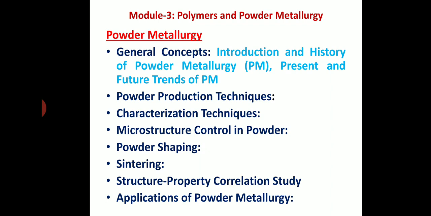And in the sintering, we need to study the theory of sintering, sintering of single and mixed phase powder, and liquid phase sintering, modern sintering techniques, etc. And in structure property correlation study, we need to study the modern sintering techniques and the defect analysis of sintered components. And the applications of powder metallurgy involve filters, tungsten filaments, self-lubricated bearings, porous metal bearings, etc.